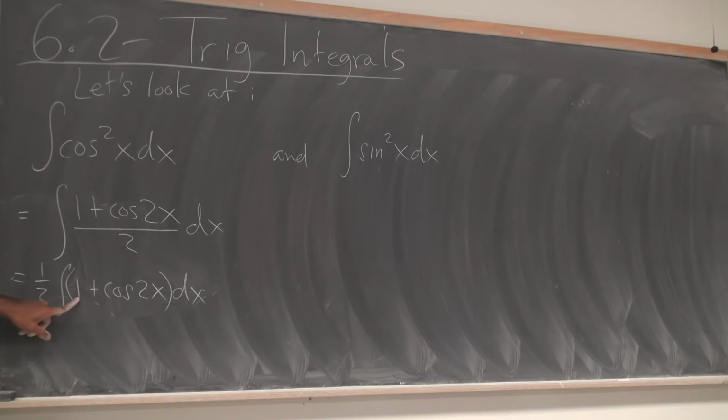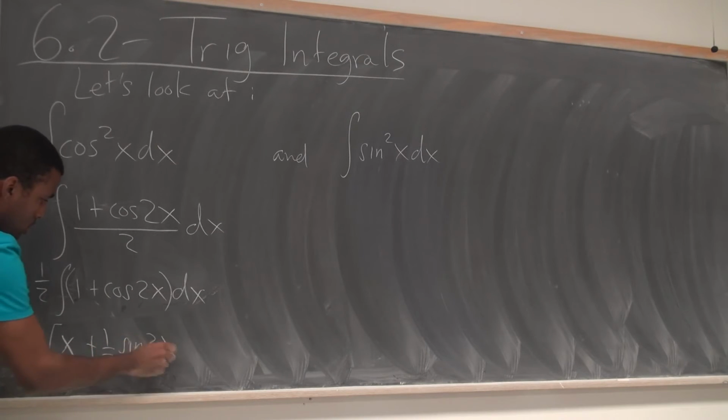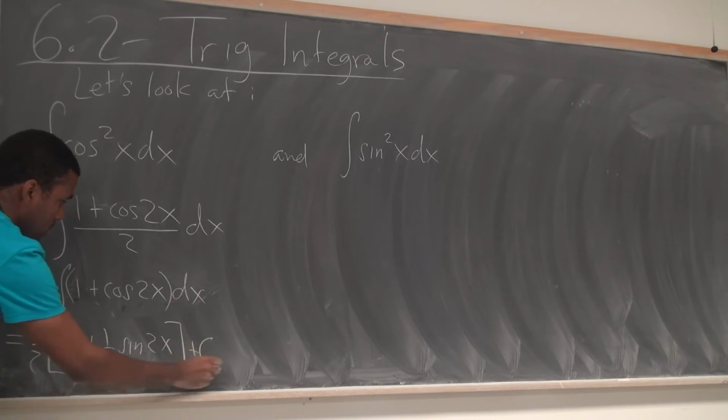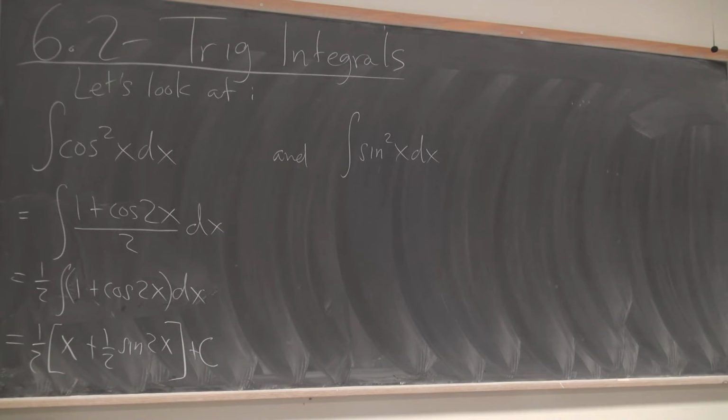Can I integrate 1? Yeah, sure. Can I integrate cosine 2x? It's technically a substitution, but we're big kids now. We wouldn't do a substitution. You just know there's a 1/2 in front, because your u would be a constant. You just factor out the constant. So you can actually do this. It's 1/2 x plus 1/2 sine 2x. So that's what you do here.